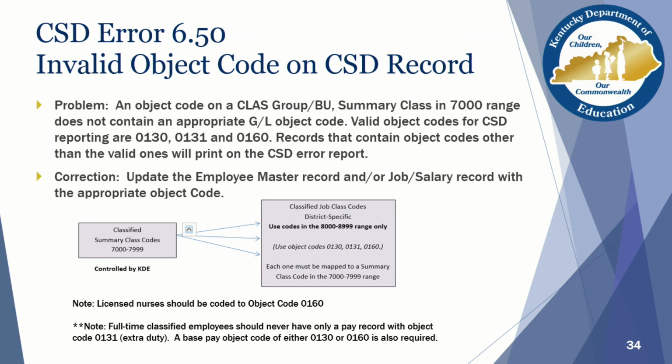The first one that we get is error 650, which is an invalid object code on the CSD record. The problem is that an object code on a class group BU summary class in the 7000 range does not contain an appropriate GL object code. Valid object codes for CSD reporting are 0130, 0131, and 0160. And something else to remember is that you should never have an employee who only has an 0131, which is extra duty. They always have to have a base pay record of 0130 or 0160 before you would have an 0131.